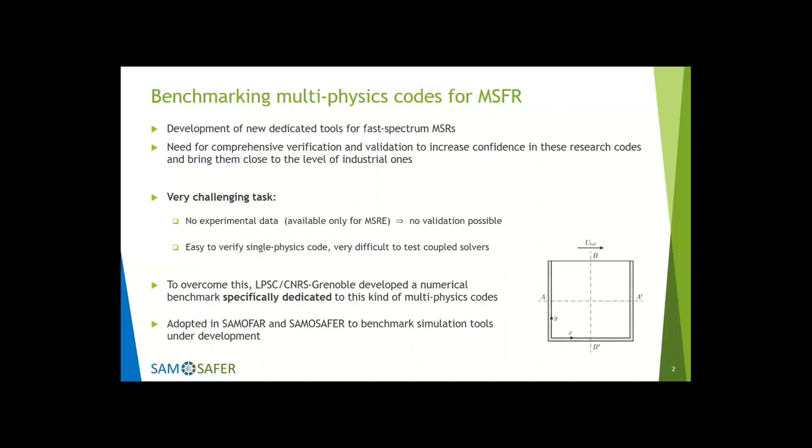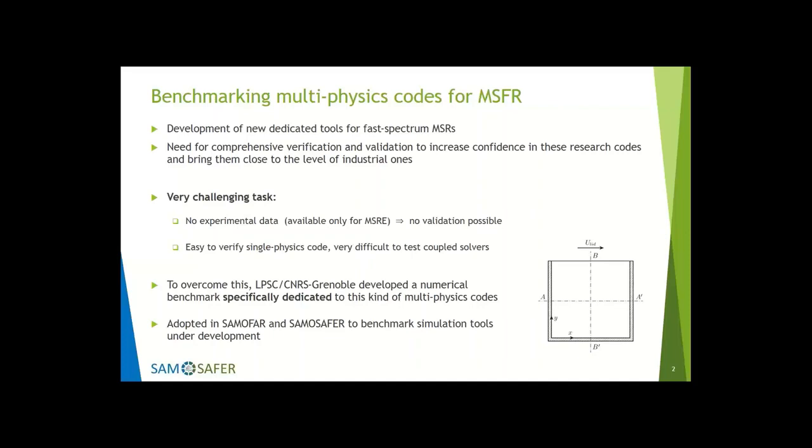More in general, it's very easy to verify, test and benchmark single physics codes. There is a plethora of benchmarks that you can find about neutronics and CFD as single physics codes. But it's very difficult to test that the coupling between these codes is done correctly, without introducing biases, and without considering complex scenarios in which the complexity itself might hinder the reason behind possible discrepancies between codes. Is there an actual error, or do discrepancies just derive from modeling choices? So for all these reasons, at LPSC, CNRS Grenoble, they developed a numerical benchmark specifically dedicated to the benchmarking of multiphysics codes for molten salt fast reactors.